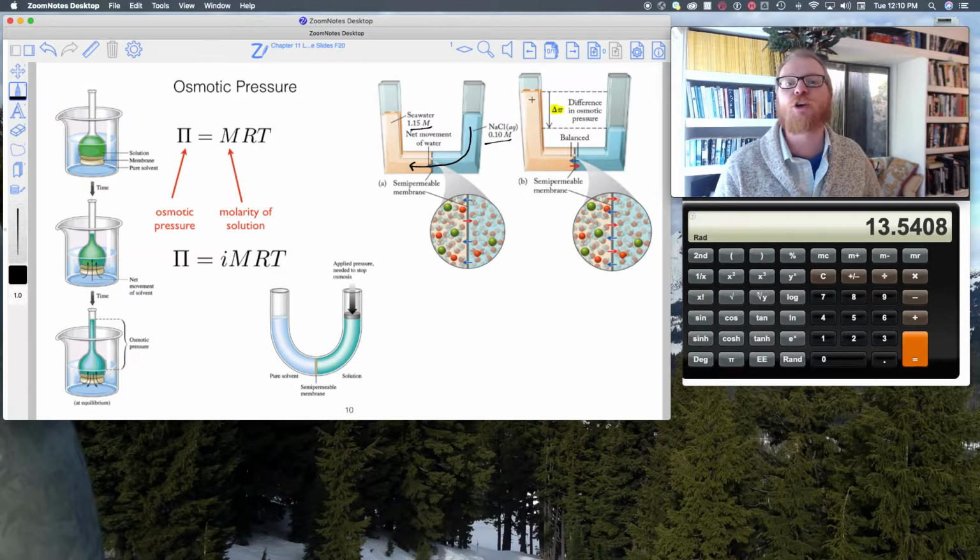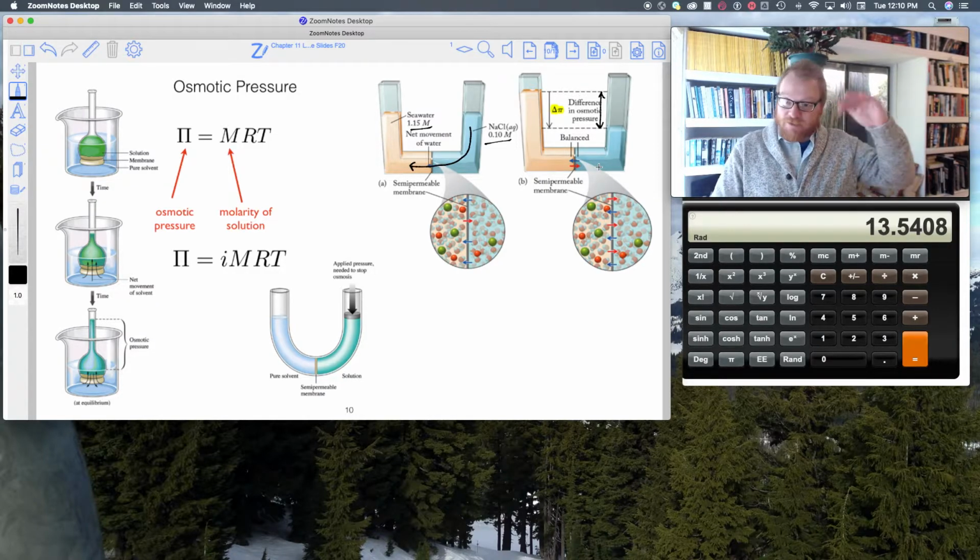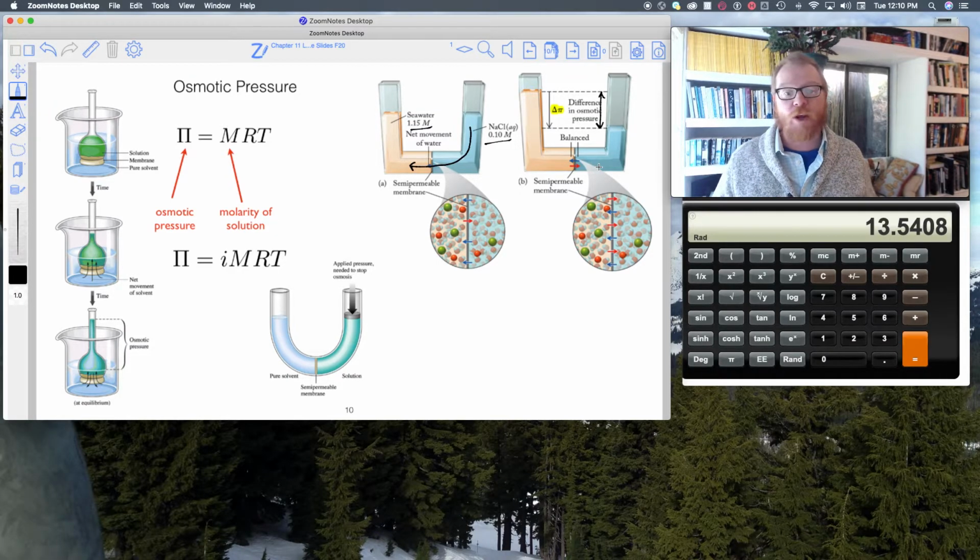So it's diluting this concentrated side, and what you get now is this height of a water column. And recall from our discussion of gas laws, the difference in height of two liquids will create pressure. We call that pressure the osmotic pressure.